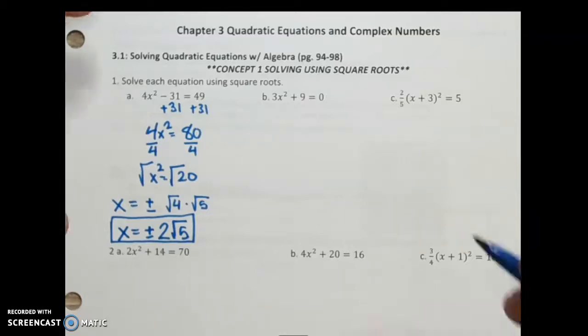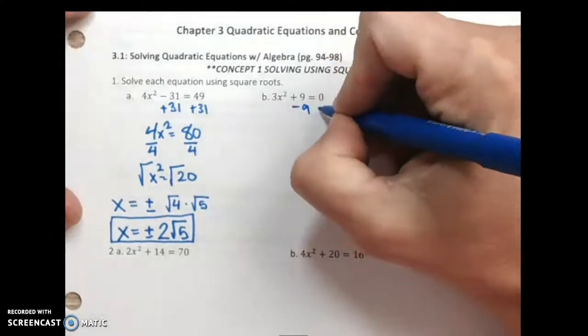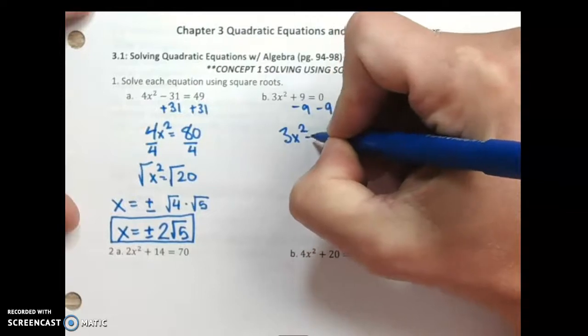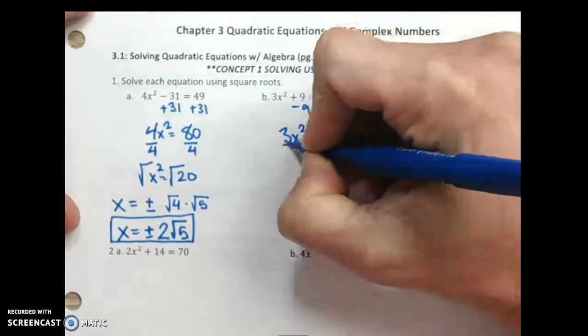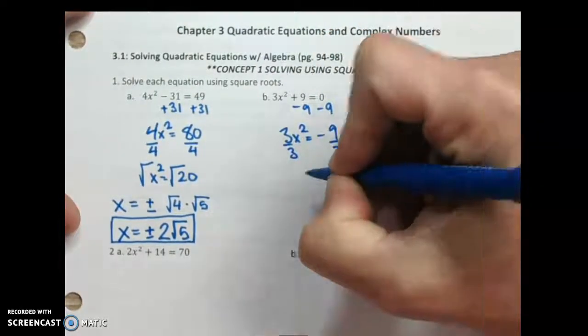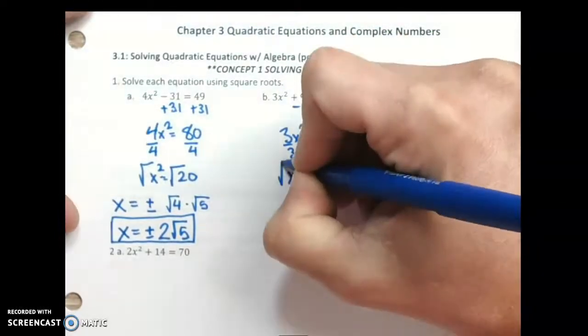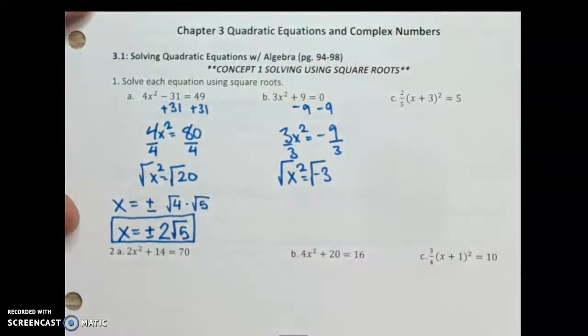B. What I'm going to do is subtract 9 from both sides of the equation. I get 3x squared equals negative 9. Divide by 3 on both sides. x squared equals negative 3. I take the square root of both sides of the equation.